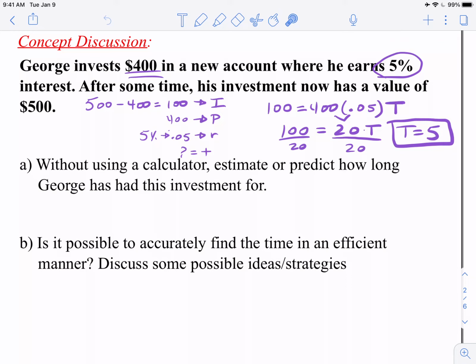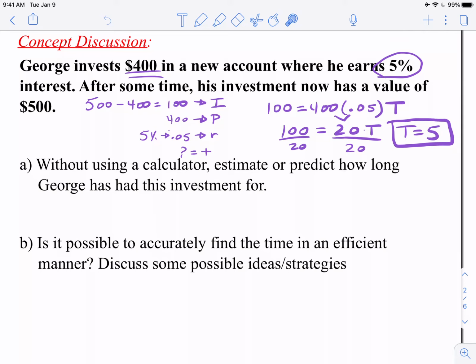What I start by doing is doing 400 times 0.05. And that gives me 20. So I know 20T is equal to 100. And now I'm going to solve this equation. Divide both sides by 20 because it says 20 times T. Dividing will cancel it out. And I end up getting an answer here of 5 years.